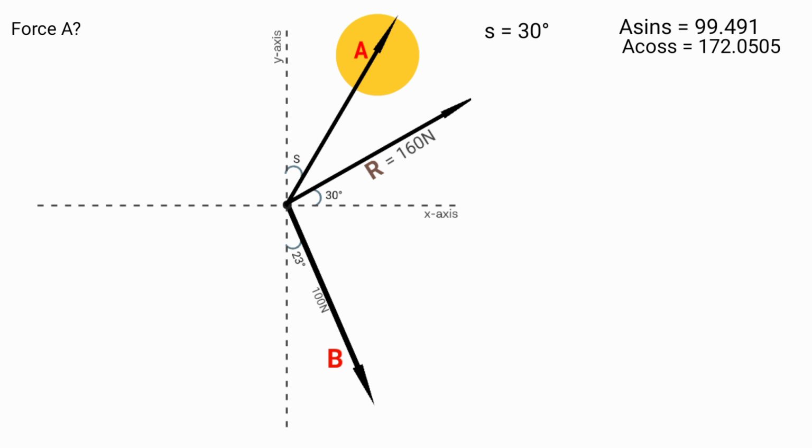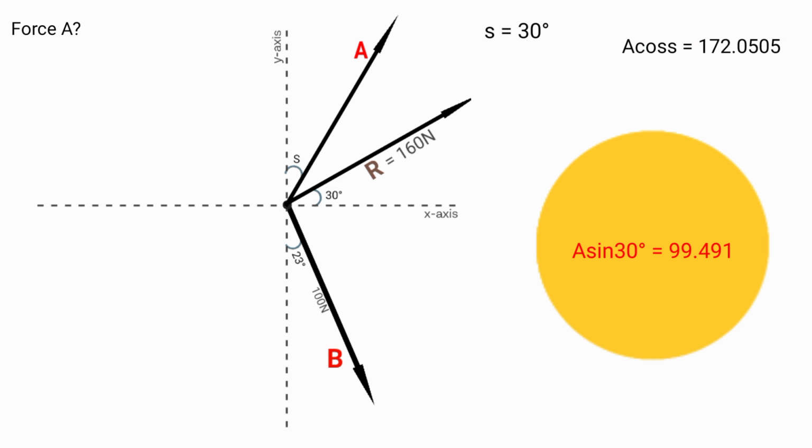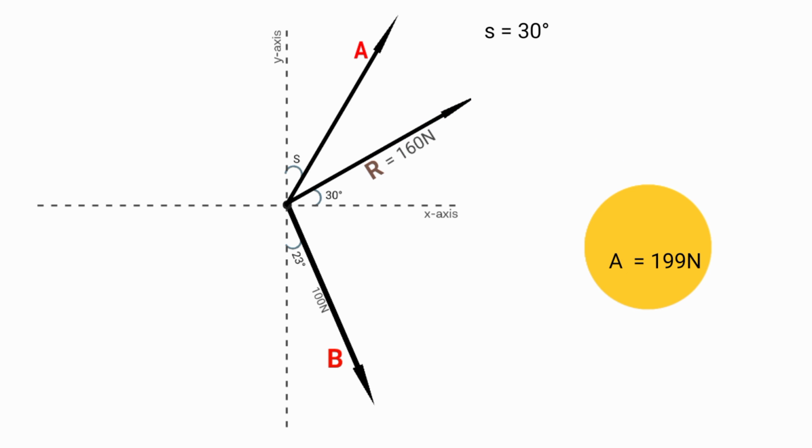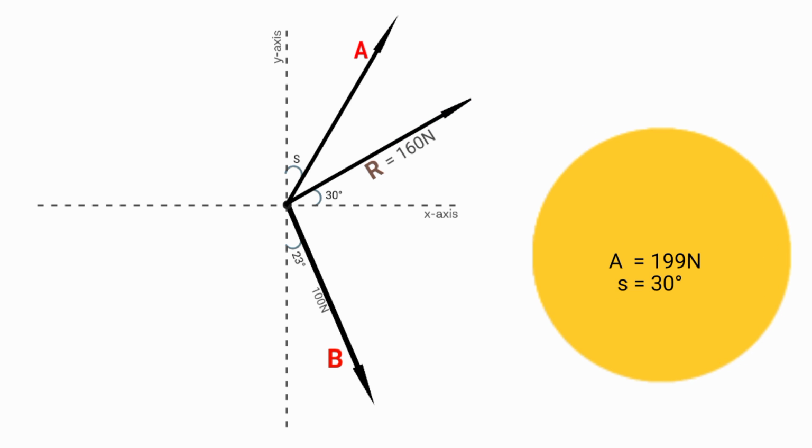To find force A now, we can substitute S equals 30 degrees into any of these two equations. So let's substitute it here. Now A sin 30 degrees equals 99.491. To find A, we divide both sides by sin 30. So A sin 30 degrees over sin 30 degrees equals 99.491 over sin 30 degrees, which equals 198.982, approximately equal to 199. So force A now equals 199 Newton, and we found angle S to be equal to 30 degrees.